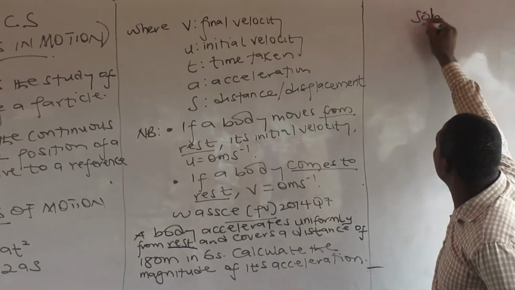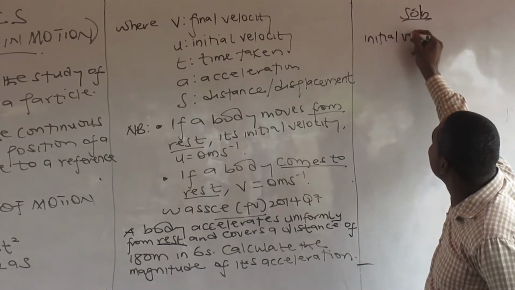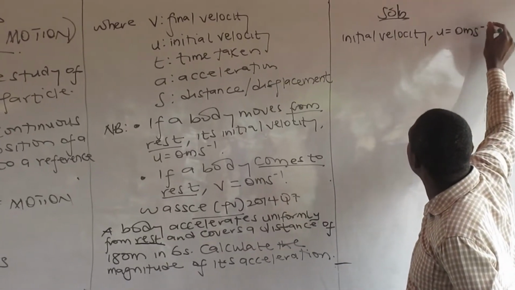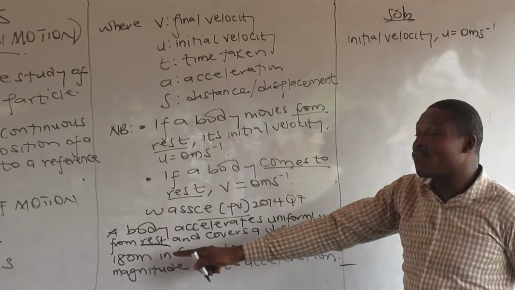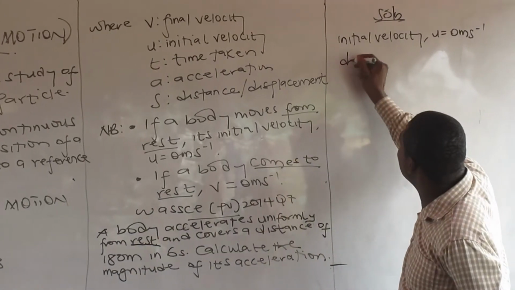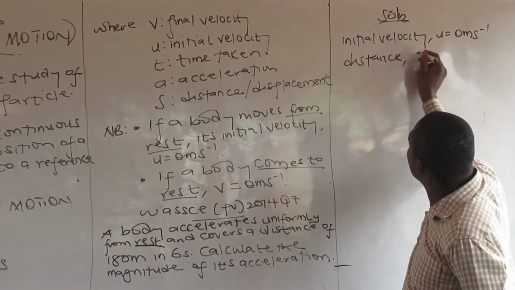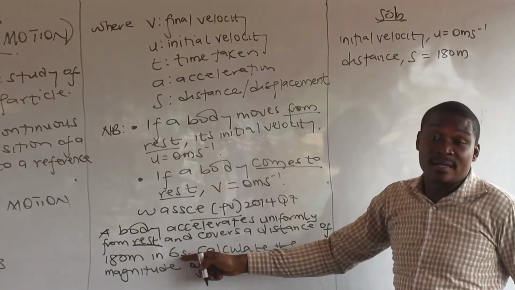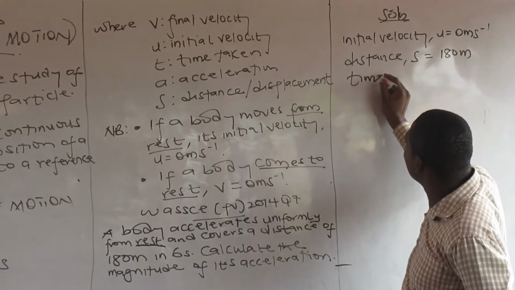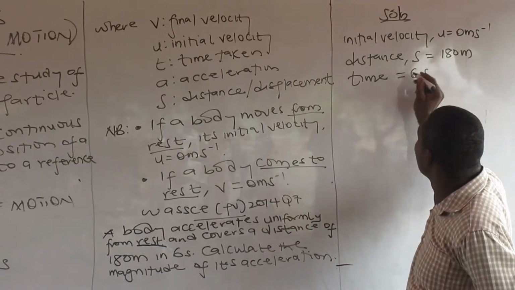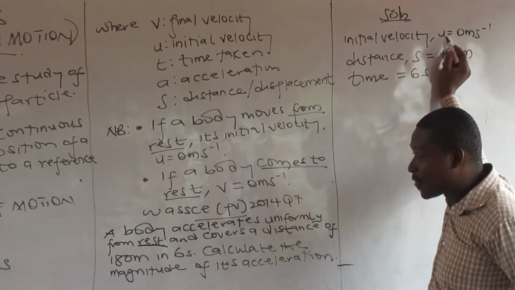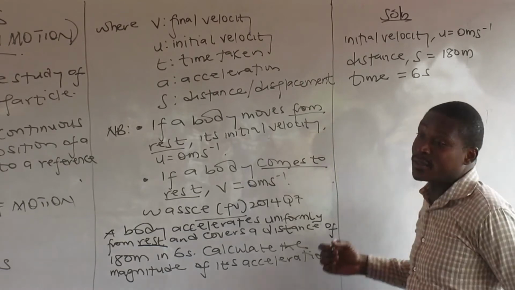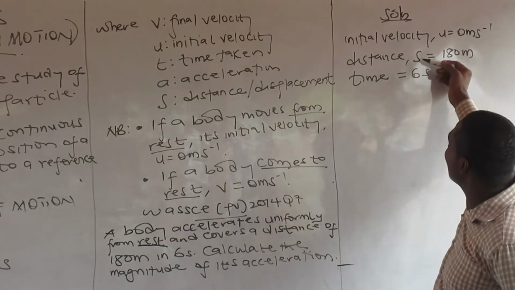So the solution to this problem: initial velocity, that is U, that is 0. It covers a distance of 180 meters. That is distance, denoted by S. And in 6 seconds, that is my time, T equals 6. The question did not give me U. How do I know U is 0? I was told from rest. If the body leaves rest, the initial velocity is 0. So now I have U, I have S, I have T.